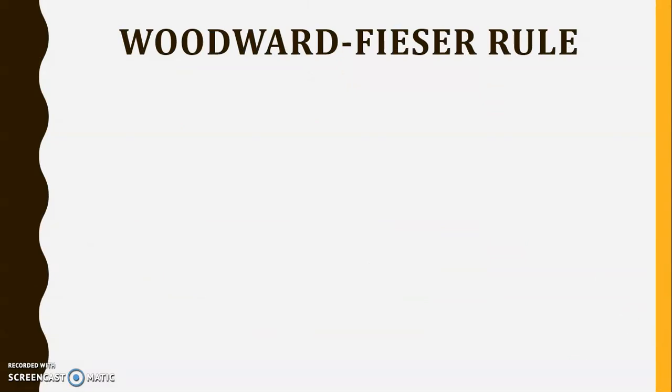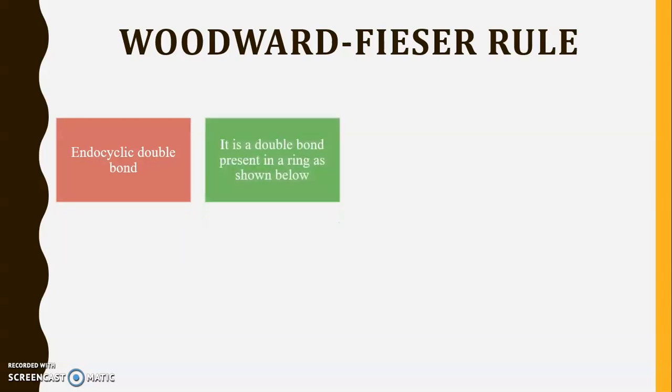Further, the next definition that we are going to discuss is endocyclic double bond. Now, there are two different types of double bonds. What is the meaning of endocyclic double bond? It is a double bond present in a ring, as shown below. If the double bond is a part of the ring, then that double bond is known as the endocyclic double bond. Means in addition to your diene, if a double bond is present in the ring, that is known as the endocyclic double bond.